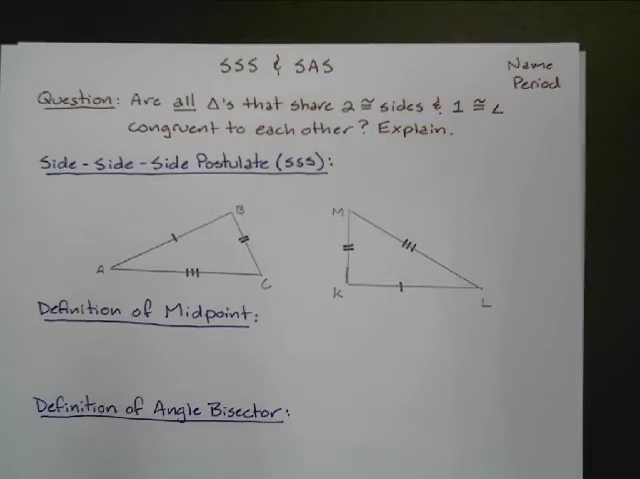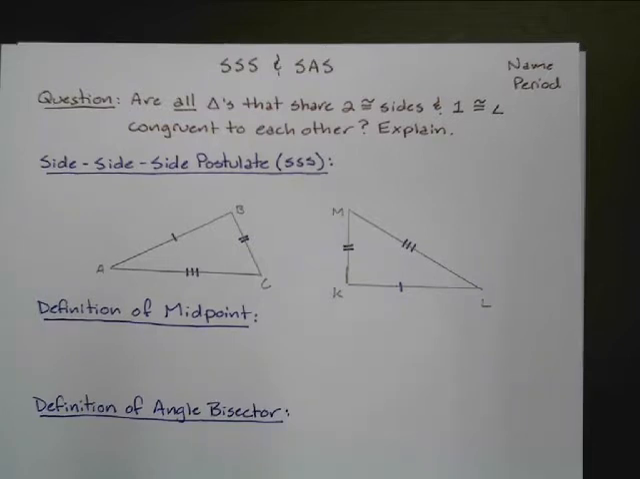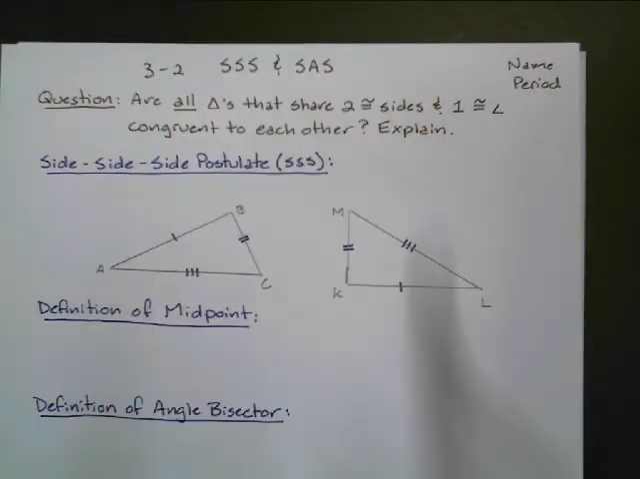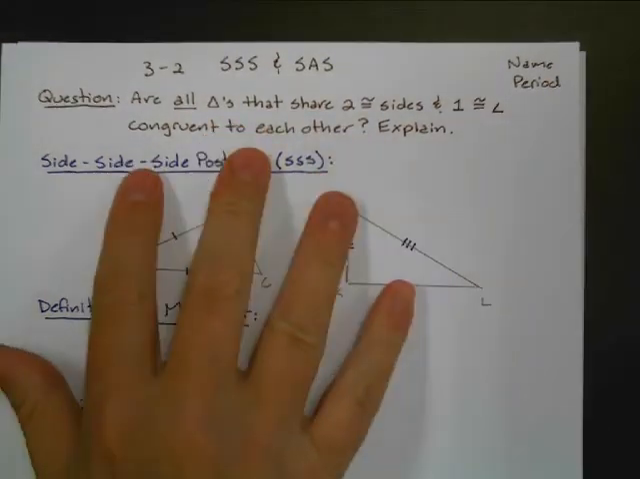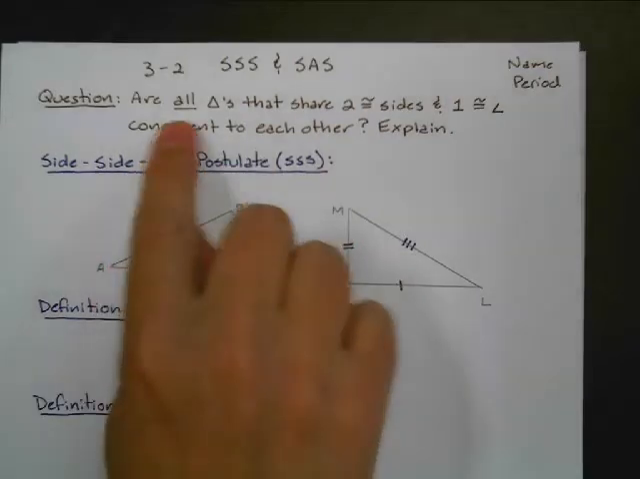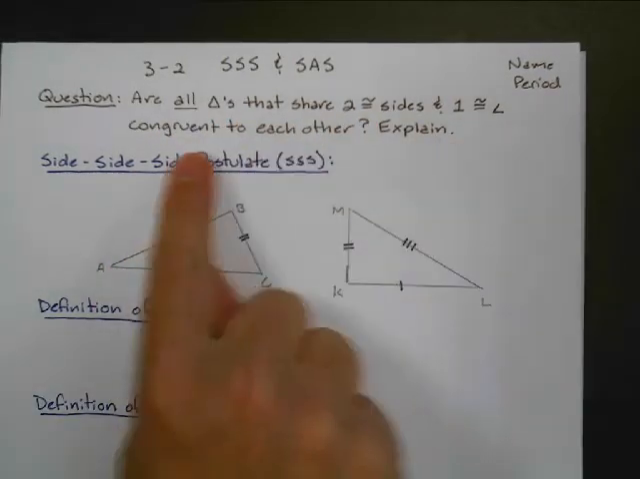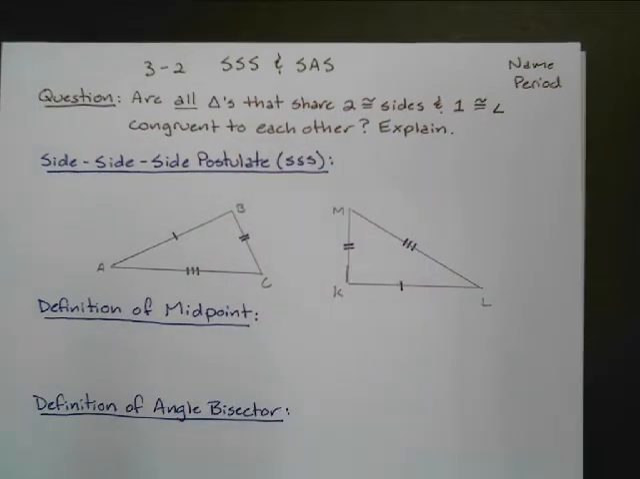All right, Math 2, we've got side, side, side, and side, angle, side. This is lesson 3-2. Forgot about that. All right, so put your name and your period on your paper. Our question for today is, are all triangles that share two congruent sides and one congruent angle congruent to each other? Explain. The answer is no, but you'll find out a little bit later.